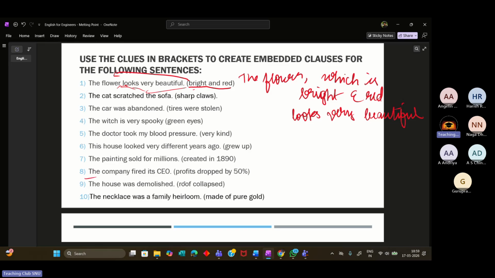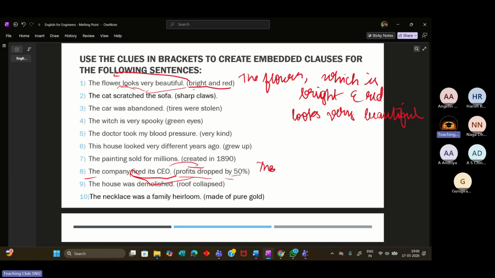Eighth question: The company fired its CEO and profits dropped by 50%. Here the company fired its CEO when profits dropped by 50%. This thing actually adds context to the sentence. Just know the format. The reason for the company firing the CEO is this sentence right here, so you can just add it here somehow.